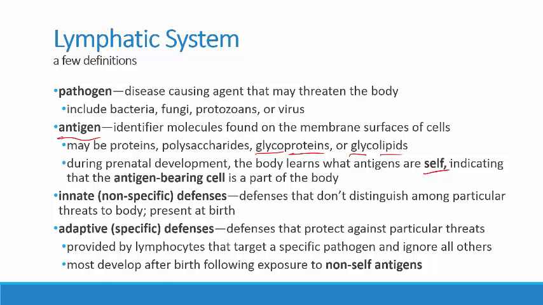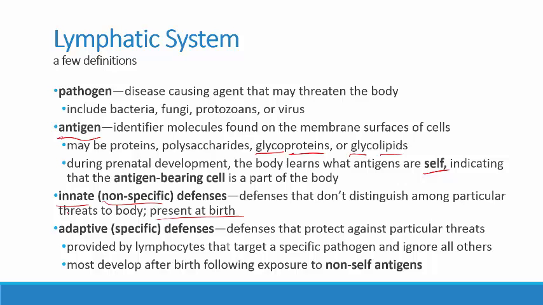And so that lets us talk now about two kinds of defenses in the body. First are the innate defenses, often talked about as the non-specific defenses. These are the defenses that are present at birth, so that's what we mean by innate. And they don't distinguish among threats to the body, so they're not tuned to go after a single specific threat. Instead, they work against general threats, threats of a lot of different varieties.